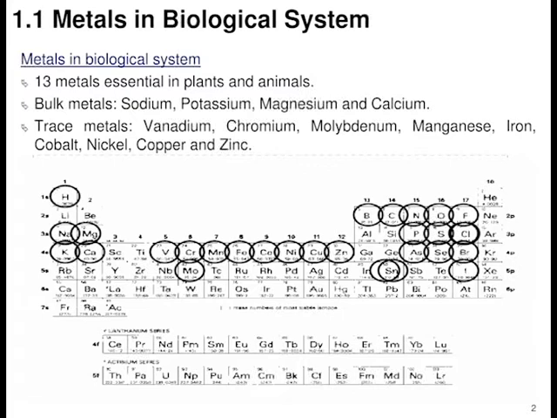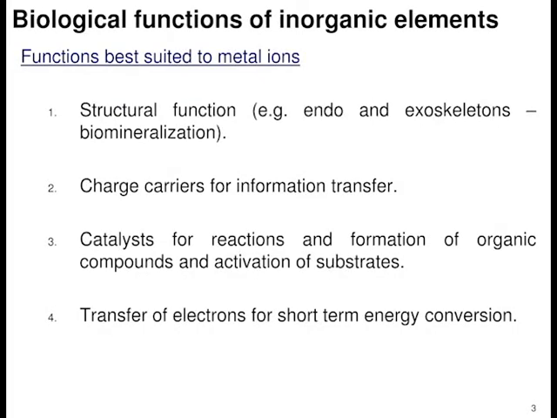This slide is just a recap of what I've discussed. Structural formation: endo and exoskeletons. Bioluminescence basically refers to your calcium. Charge carriers for information transfer refers to your sodium and potassium pump found in the nervous system. Active transport involves the actual transport mechanism. Catalysts for reactions, formation of organic compounds and activation of substrate: this one refers to your zinc, superacid.